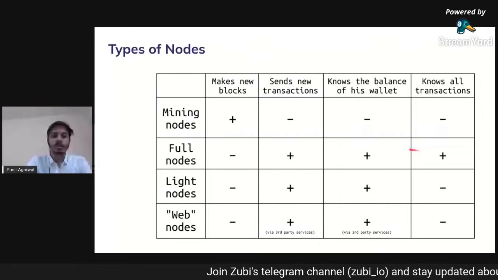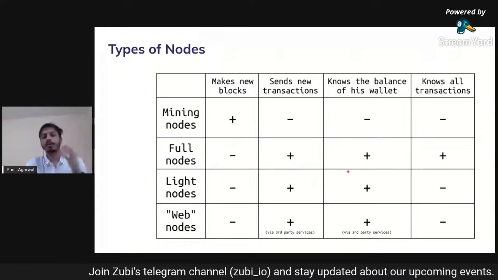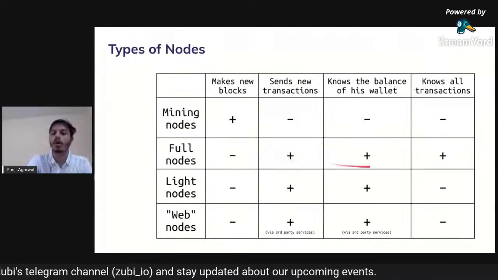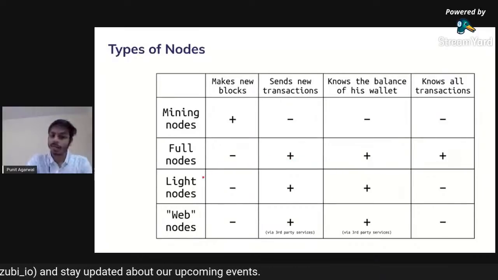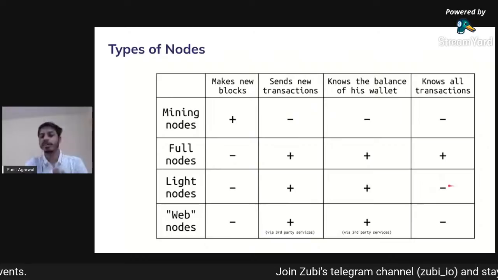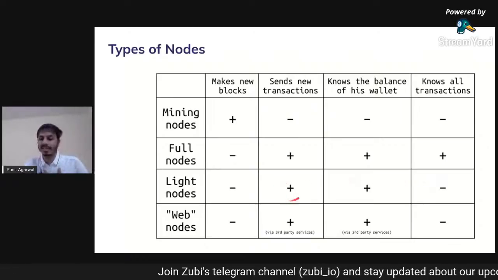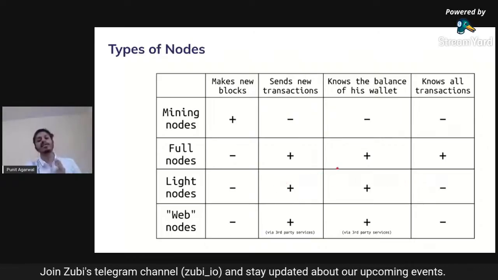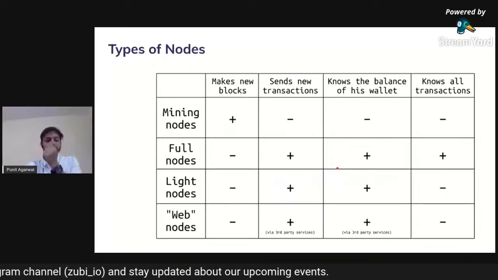This is what I was saying just now. Full node is something that has all the data. Light node cannot make new blocks and doesn't know all the transactions. What they can do is basically send transactions and see their wallet. So they can see the balance of their wallet.